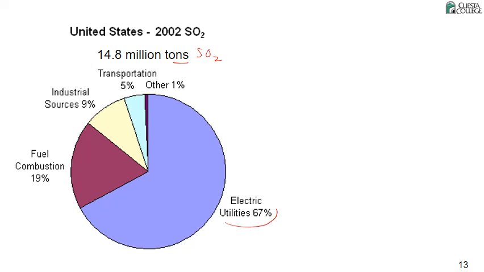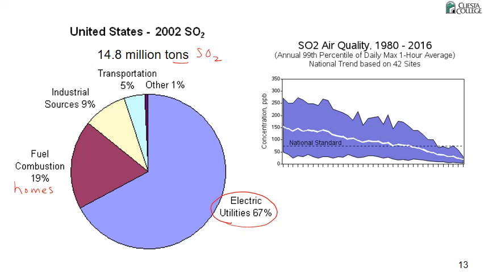Well, 2/3 for us is electric utilities. Not very useful considering Canada uses their SO2 budget to make metals for us. Only 9% of our SO2 budget is for industrial sources. We get almost 20% for fuel combustion, largely to heat homes. And then we have some transportation and other issues that produce SO2.